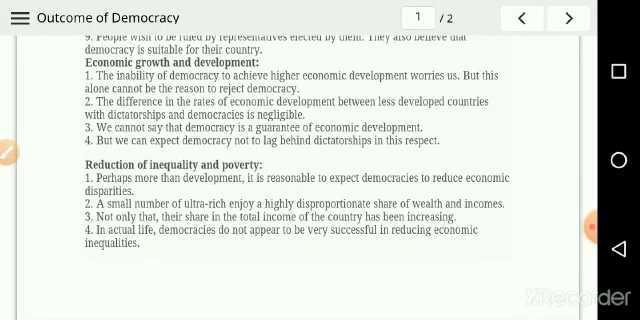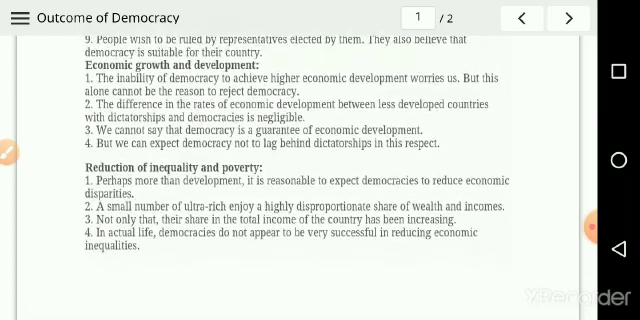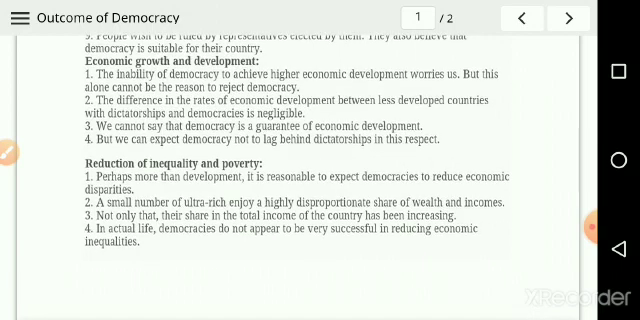The inability of democracy to achieve higher economic development worries us, but this alone cannot be a reason to reject democracy. Even though after 70 years of our independence we selected democracy, we still can't see that much economic growth here in India. Still, we can't reject democracy because of that single reason.